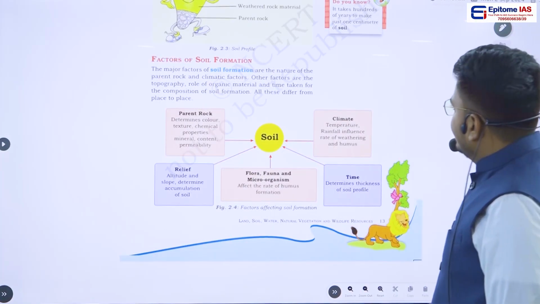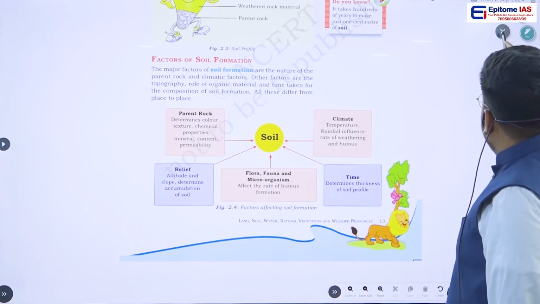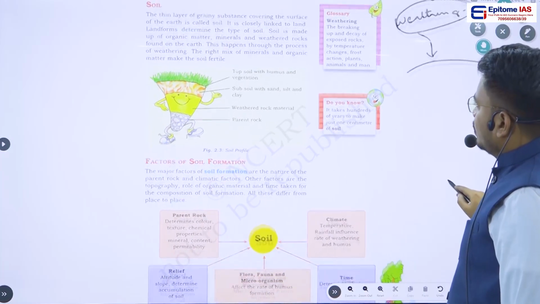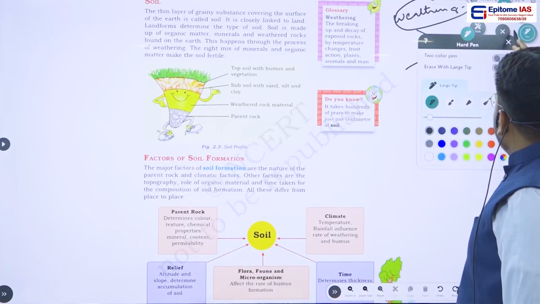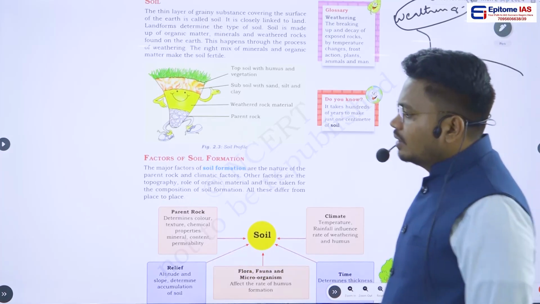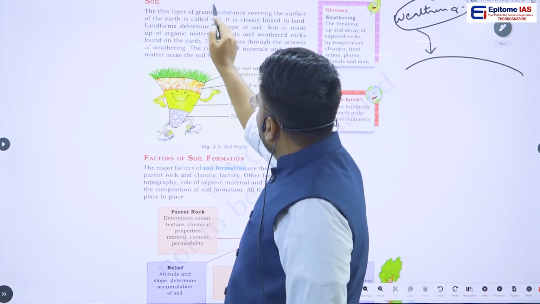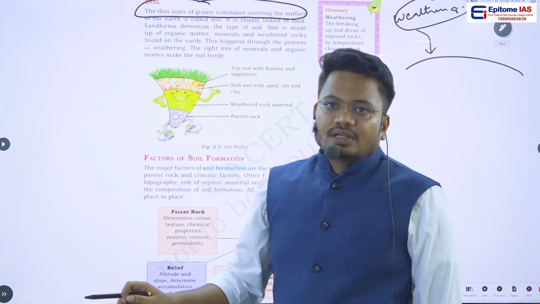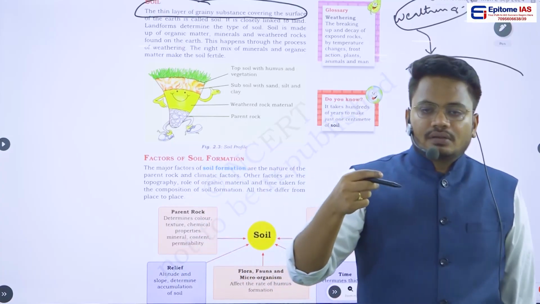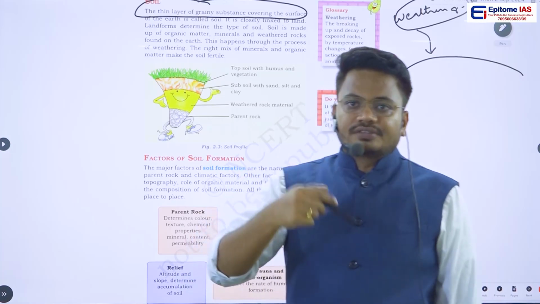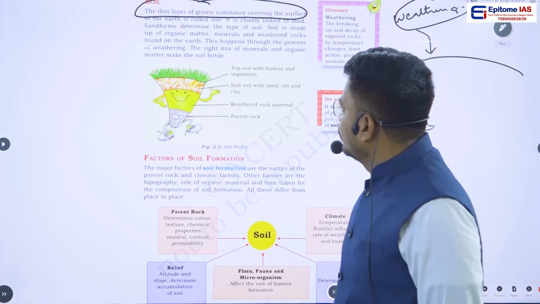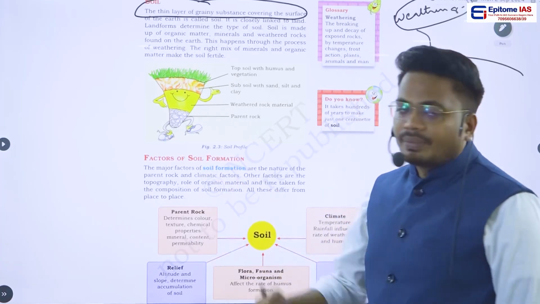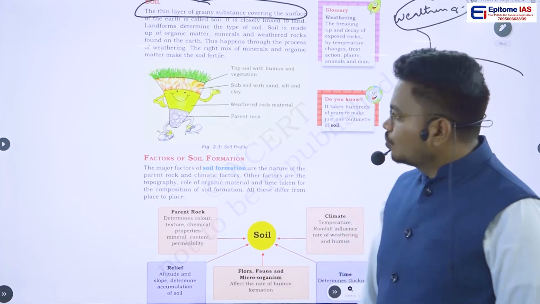Then the next important point is soil. So what is the basic definition of soil? Soil is nothing but a thin layer or thin covering of grainy substances. That means the topmost layer on the surface of the earth, which consists of some grainy substances, we call soil.